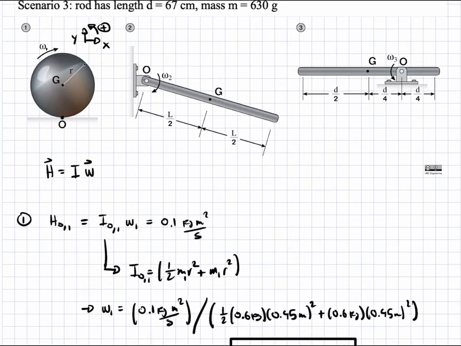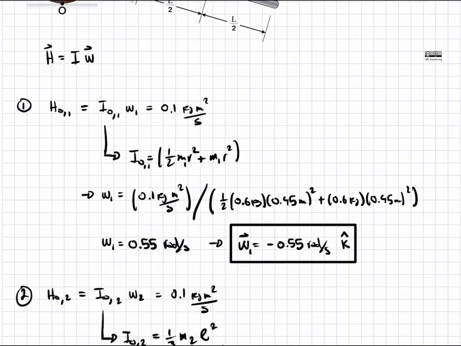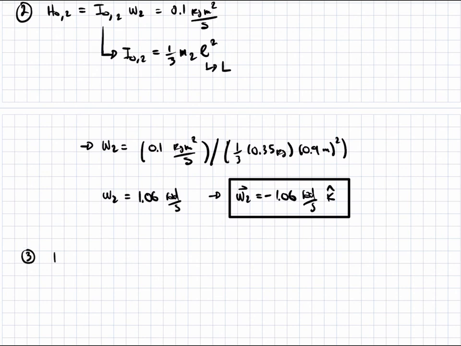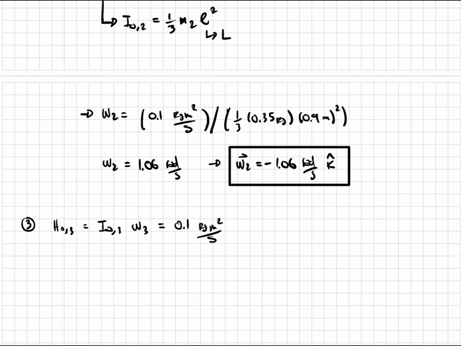Lastly, let's look at the last case. So the last case is, again, a bar of length d, but it's pinned at O, which is a point that is a quarter of the length away from the center of gravity, right? And we have omega 3 in this case as the angular velocity. So we need to, again, look at case number 3, and H O3 is equal to I O3 omega 3. This is equal again to 0.1 kilograms meters squared per second because we always have the same angular momentum, right?